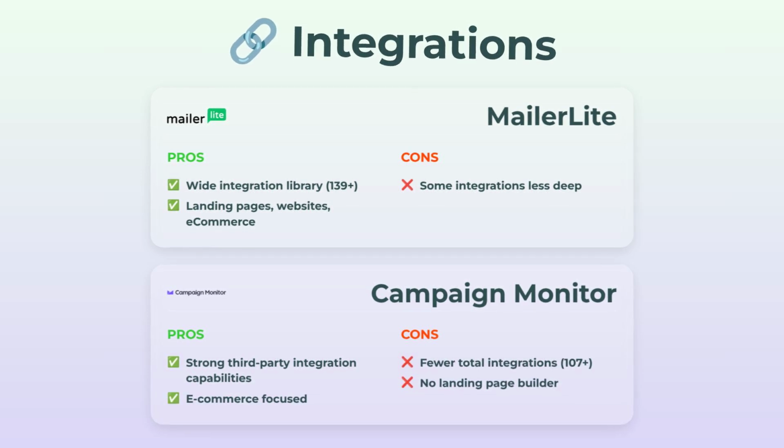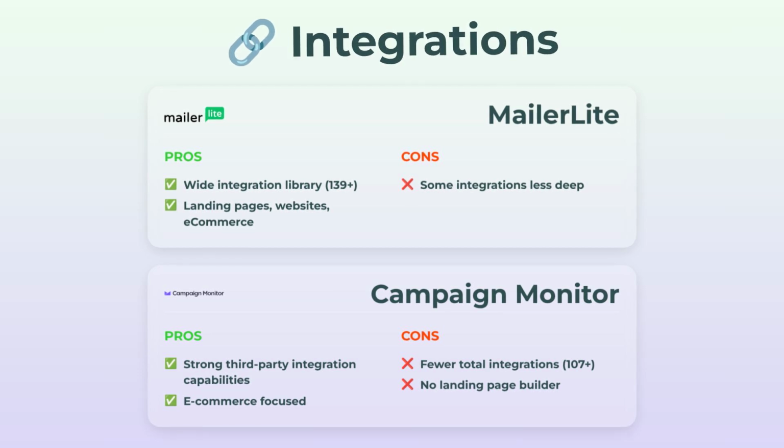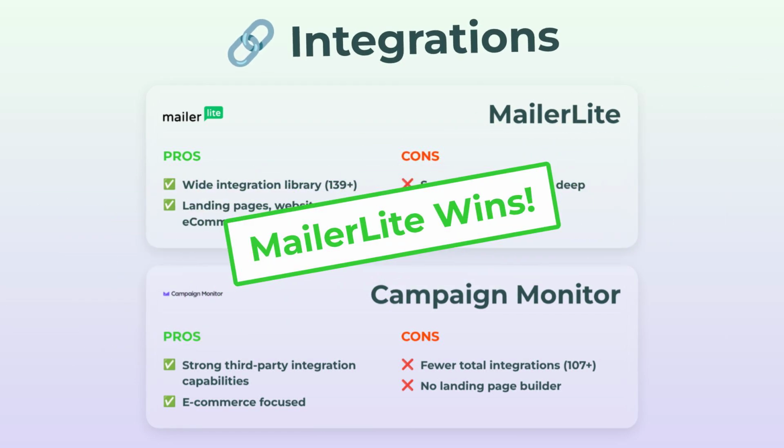Campaign Monitor is more e-commerce focused, and the integrations they do have are strong, but there are fewer overall, about 107. Plus, you miss out on some stuff like landing page builders. So here, MailerLite's got the edge.